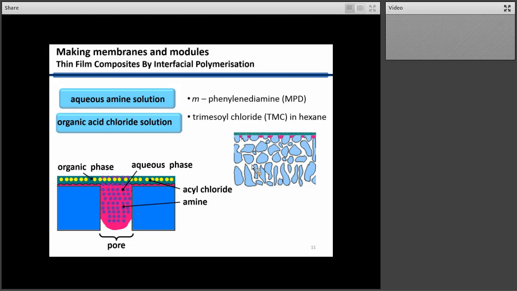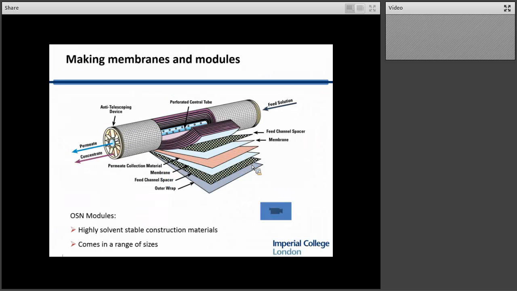For example, in reverse osmosis, that doesn't let salt pass through the membrane, but will allow water to pass through the membrane. So we have two different ways of making membranes. One step, we do it with phase inversion to make an integrally skinned asymmetric membrane, and then a multiple step process where we put thin films on the membrane. But whichever way we make the membranes, what we end up with is big rolls, like rolls of paper. And we need to then use these to make membrane modules.